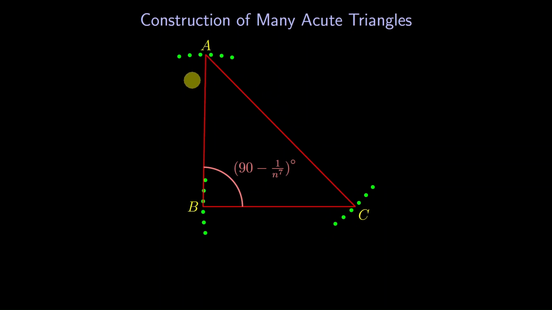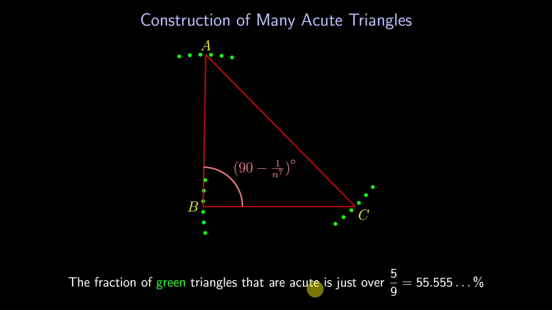We'll arrange these points so that every triangle of the form ABC is acute, every triangle of the form AAB is acute, every triangle of the form BBC is acute, and finally, every triangle of the form CCA is acute. As in our 3-set construction of tetrahedron-free hypergraphs, that will make just over 5/9 of the triangles acute.